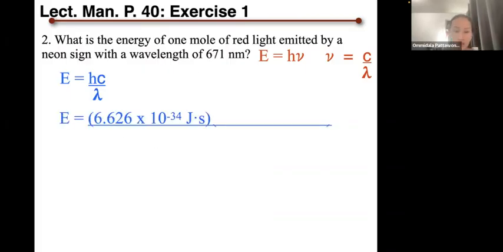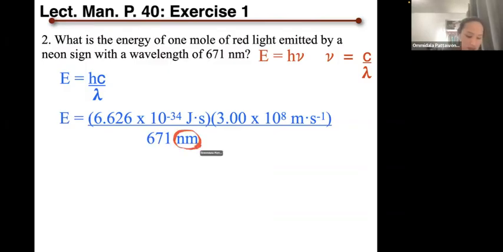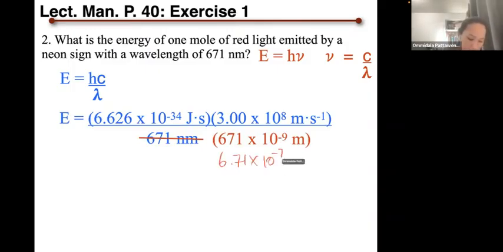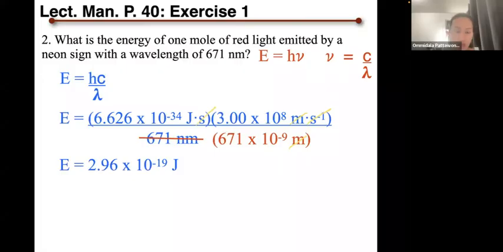So I'm going to plug in the information, right? The Planck constant, the speed of light, and also the given wavelength. If I do this, you probably notice that the unit of the wavelength and the unit of the speed of light are not the same, so you will not be able to cancel each other out. So you will need to convert from nanometer to meter first. Note that this value is the same as 6.71 times 10 to negative 7 meter. If you do this, you probably notice that the unit of meter will cancel out, and second multiplied by per second can also cancel out as well. So your energy will come out in joules.